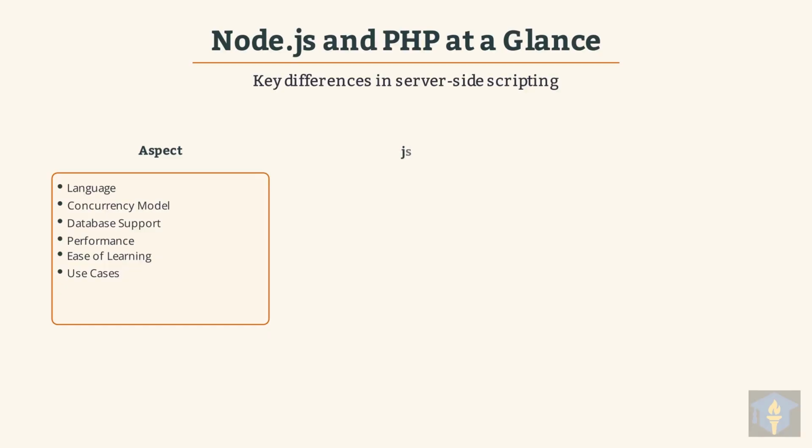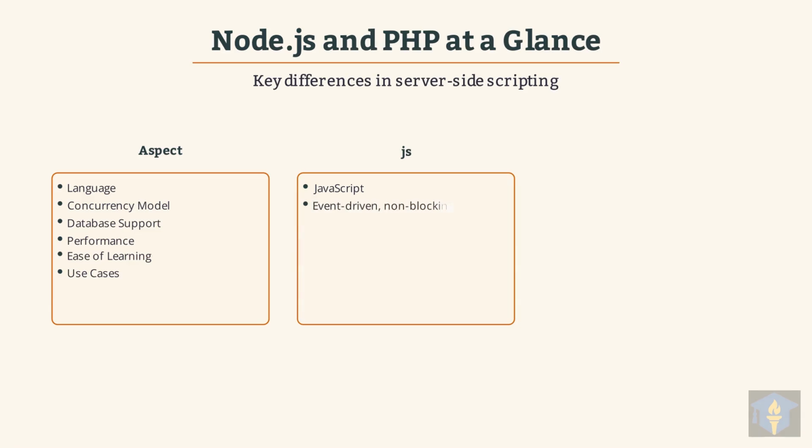Let's begin by looking at Node.js and its specific characteristics across these aspects. Node.js uses JavaScript, a very popular language for both front-end and back-end development. Its concurrency model is event-driven and non-blocking, making it efficient for I/O-heavy applications.